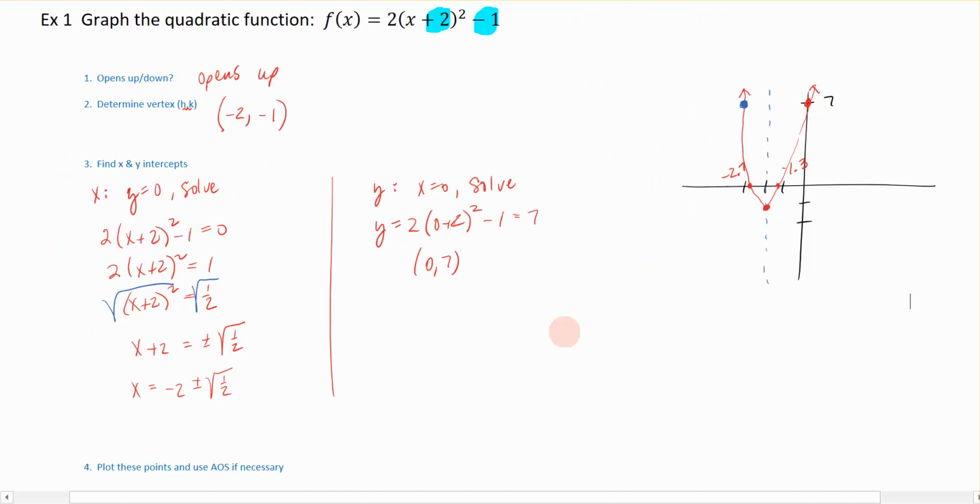So these are the steps that you're going to go through and you're going to use when you are graphing a quadratic function given the standard or vertex form. These 4 steps right here.